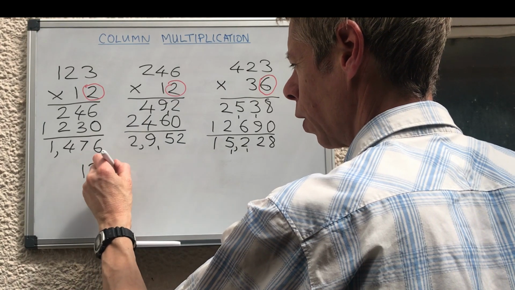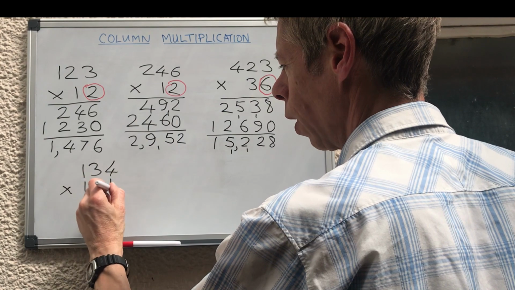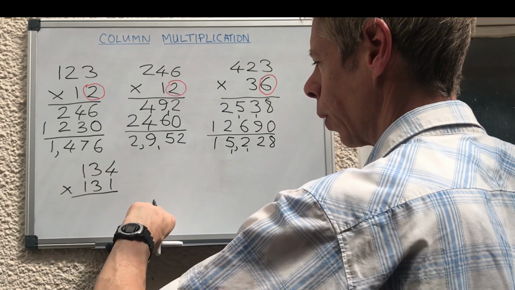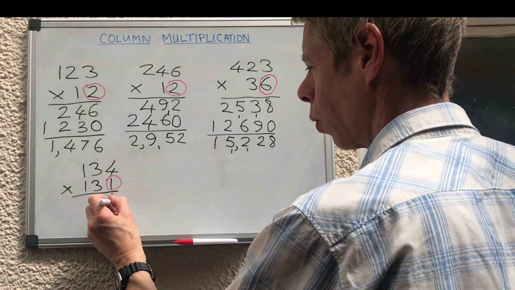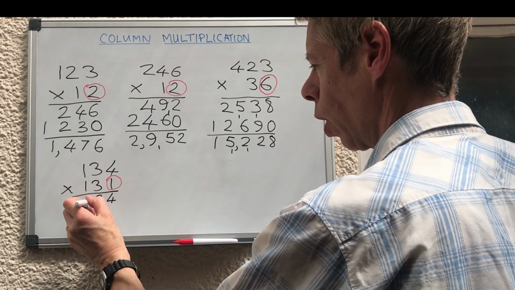Right, just going to try a 3-digit number multiplied by a 3-digit number before we do our test. So we're going to do 134 times 131. Hopefully I've left enough room. Right, so first of all we're doing that number. 1 times 4 is 4. 1 times 3 is 3. 1 times 1 is 1.